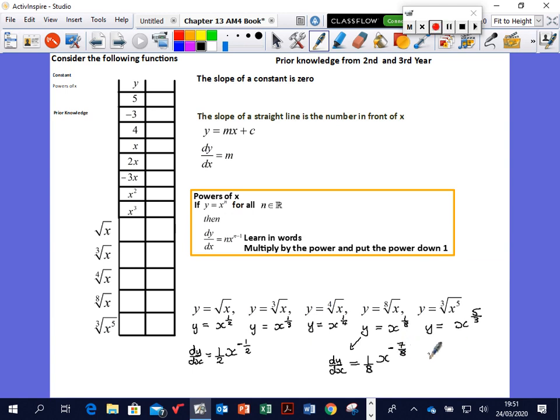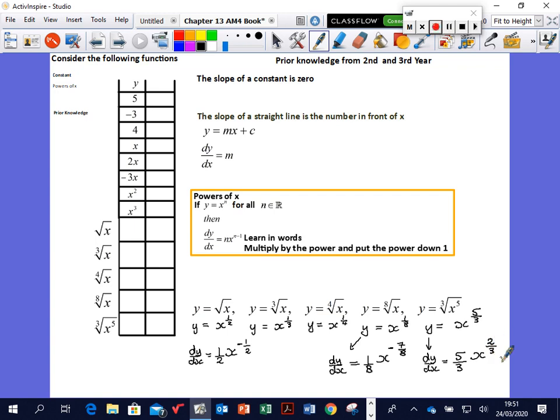And finally this one, when I differentiate the y, I get dy by dx. When I differentiate a power of x, I multiply by the power, and then I put the power down 1. So if I take 1 away from this power, then the answer is going to be 2/3.